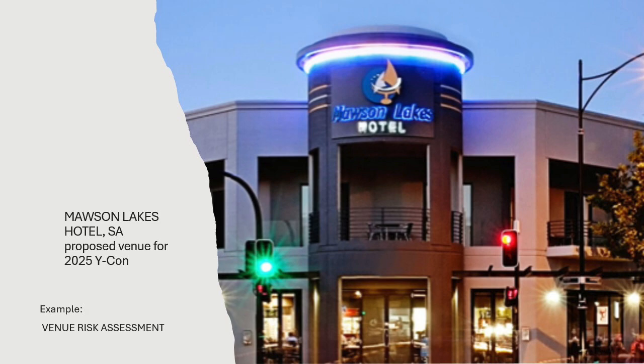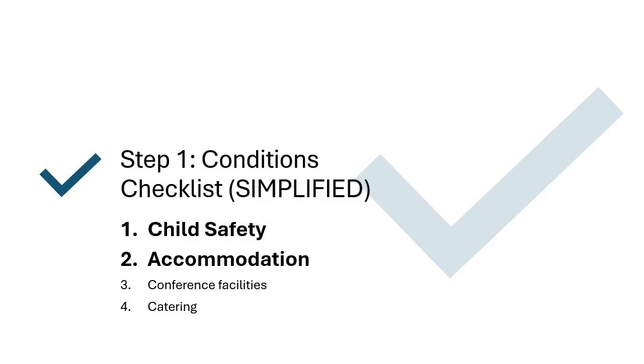This one is venue suitability of the Mawson Lakes Hotel in Adelaide for the 2025 YCon. We begin step 1 with a review of a simplified version of a conditions checklist sent from the National YFC coordinator to the host event team leader. There are many checklist requirements that determine if this venue is fit for purpose. We will focus on child safety elements related only to the accommodation.